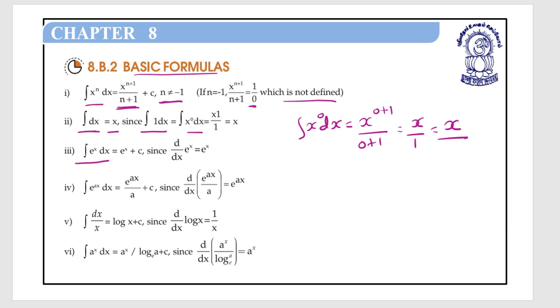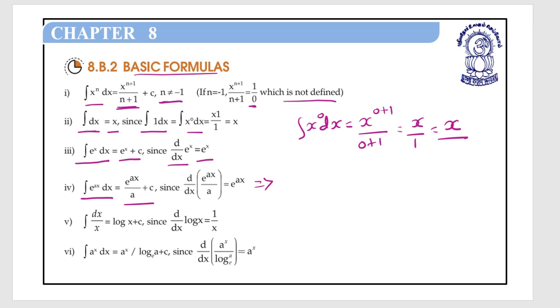Integration of e raised to x dx is equal to e raised to x plus c, since d by dx of e raised to x is e raised to x. Integration of e raised to ax dx is equal to e raised to ax upon a plus c, since d by dx of e raised to ax by a is equal to e raised to ax.